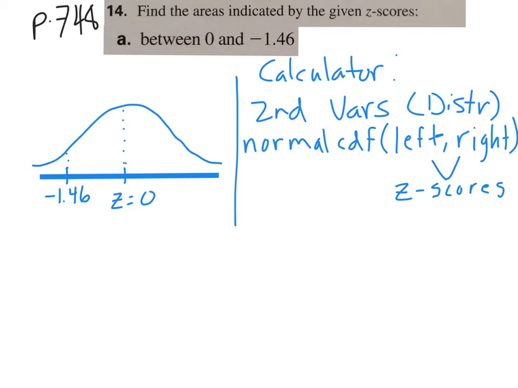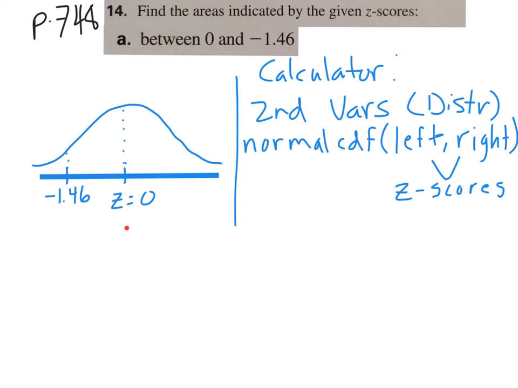So on page 748, we're going to try one of these problems. It says find the areas indicated by the given z-scores. We're going to do part A. It just says what area or what percent of values lie between 0 and -1.46. This is z equals 0 and z equals -1.46. Again, I recommend you draw the picture before you try to figure out how to plug it in the calculator, because that's what we're going to do.